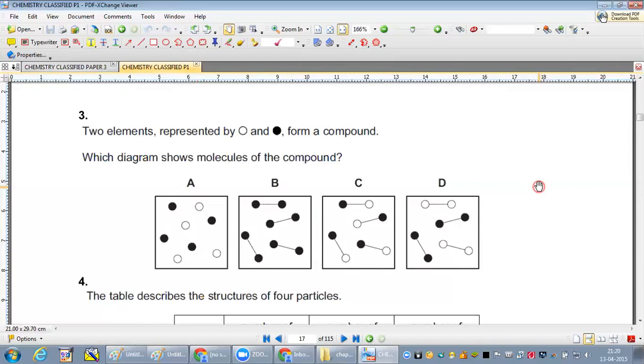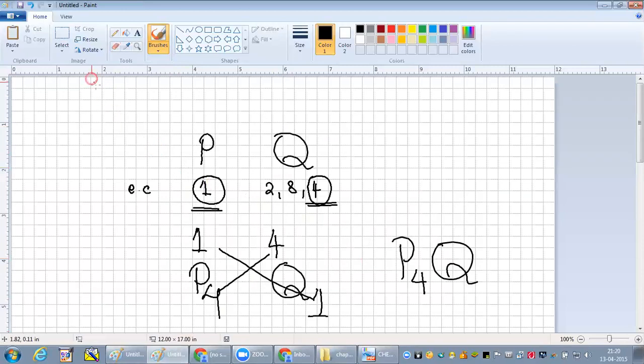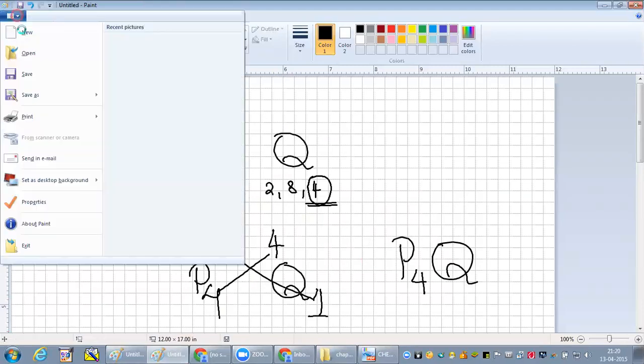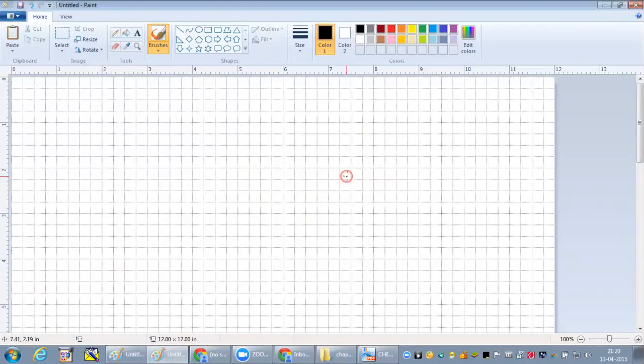Sir, if in the exam they ask to draw a diagram for a compound, then how? Yeah, you can. It depends on how they are going to bond together. Suppose, like in school, we did one sodium atom and then two small atoms joining.